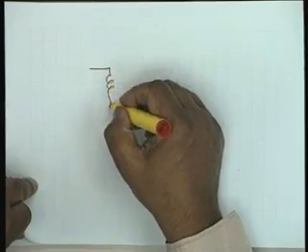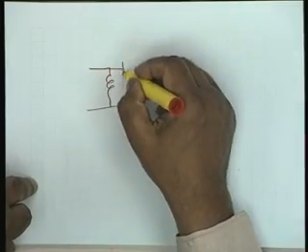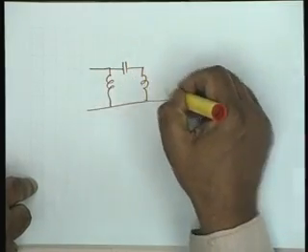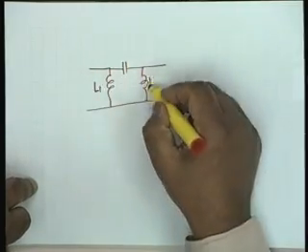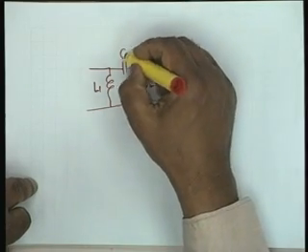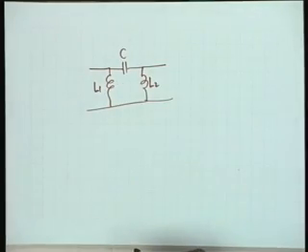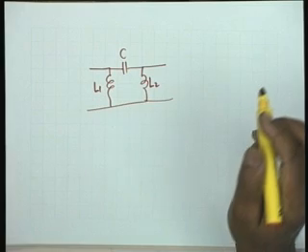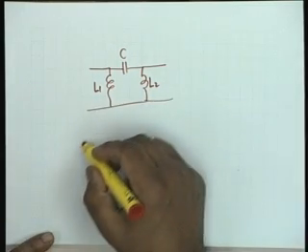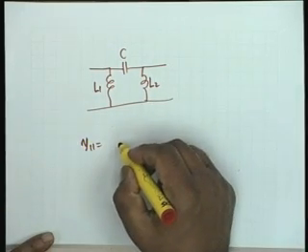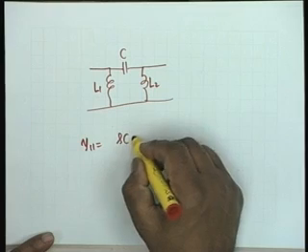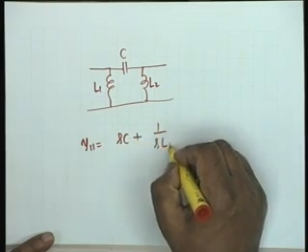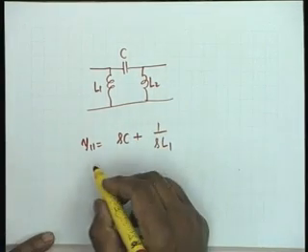Now let's take an example. Let's take a different example. Suppose we have L1, L2 and C. Which parameters can we write down by inspection? Y parameters. Y11 is equal to SC plus 1 over SL1. Is that okay?